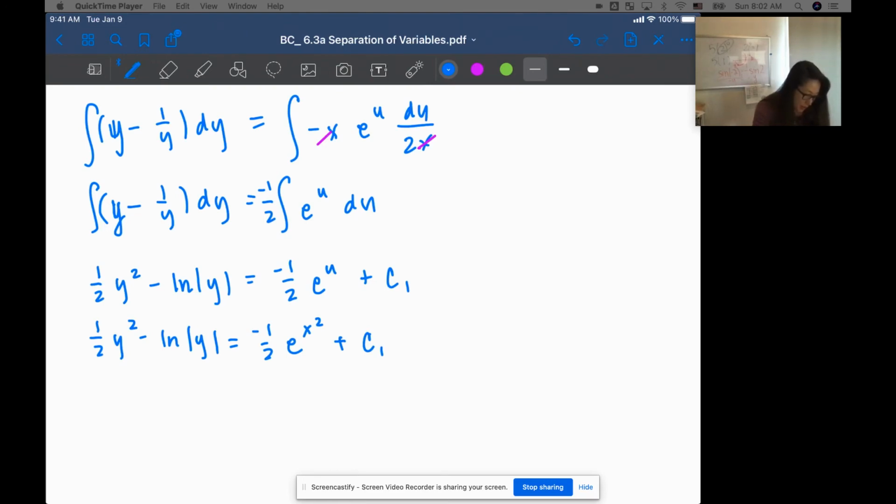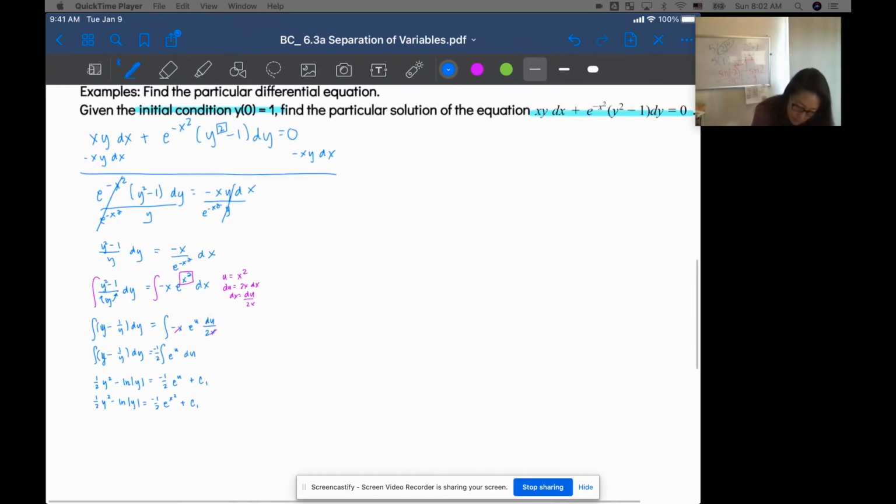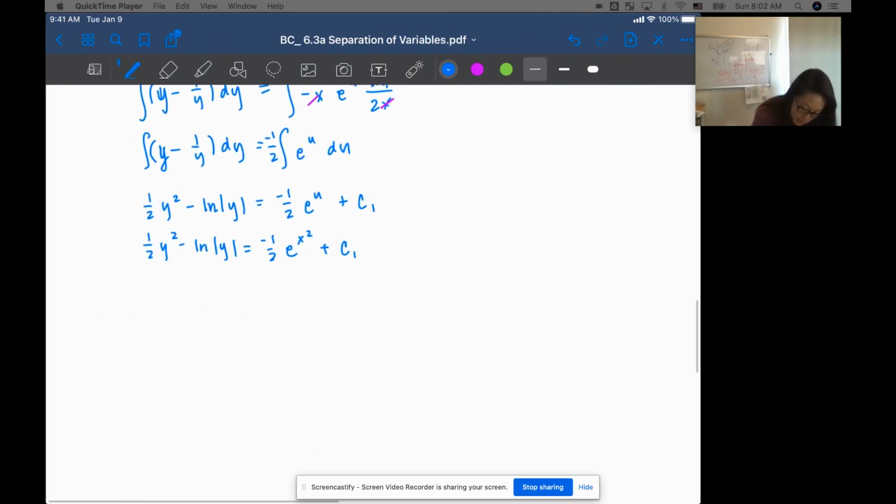Now I'm going to go ahead and skip since we have an initial condition. Remember, our initial condition is y of 0 is equal to 1. I'm going to skip to step 6, which is to plug in and to solve for c.